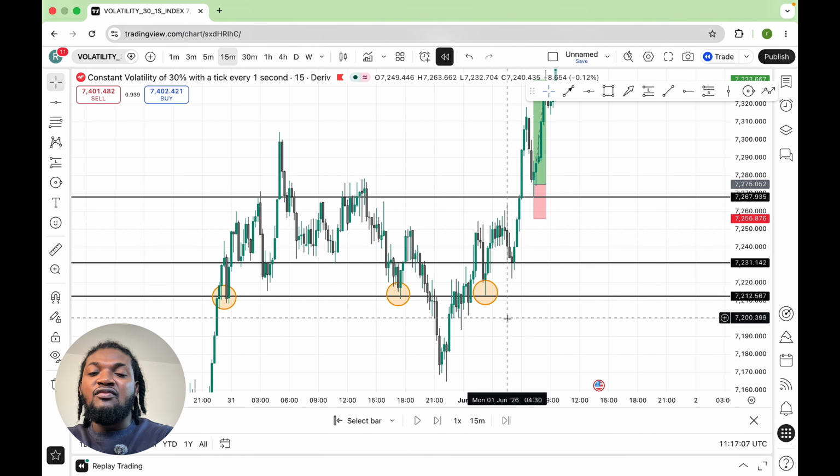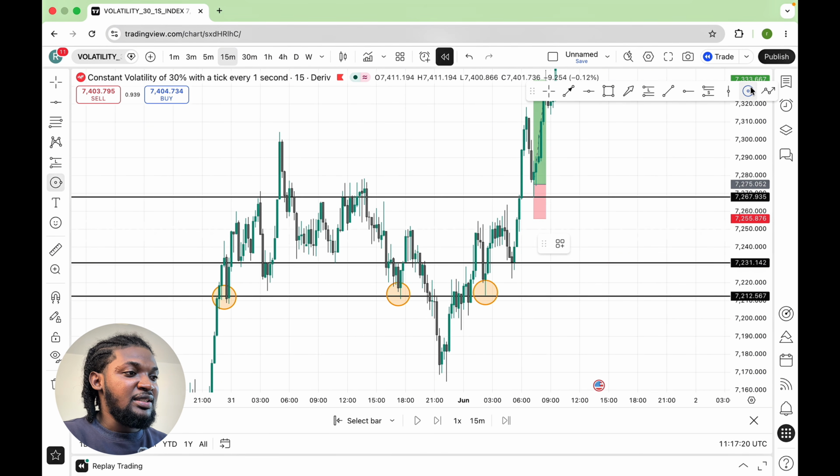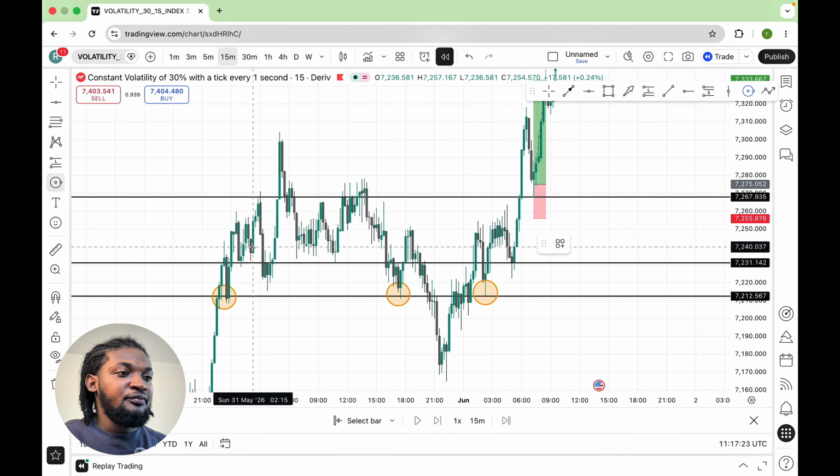You understand? What makes a level valid? When it has 2 or more touches. So once we get 2 touches, we are good. Once the level has 2 or more touches, it's a valid level. Good. So let's find the second one, why I picked that level.